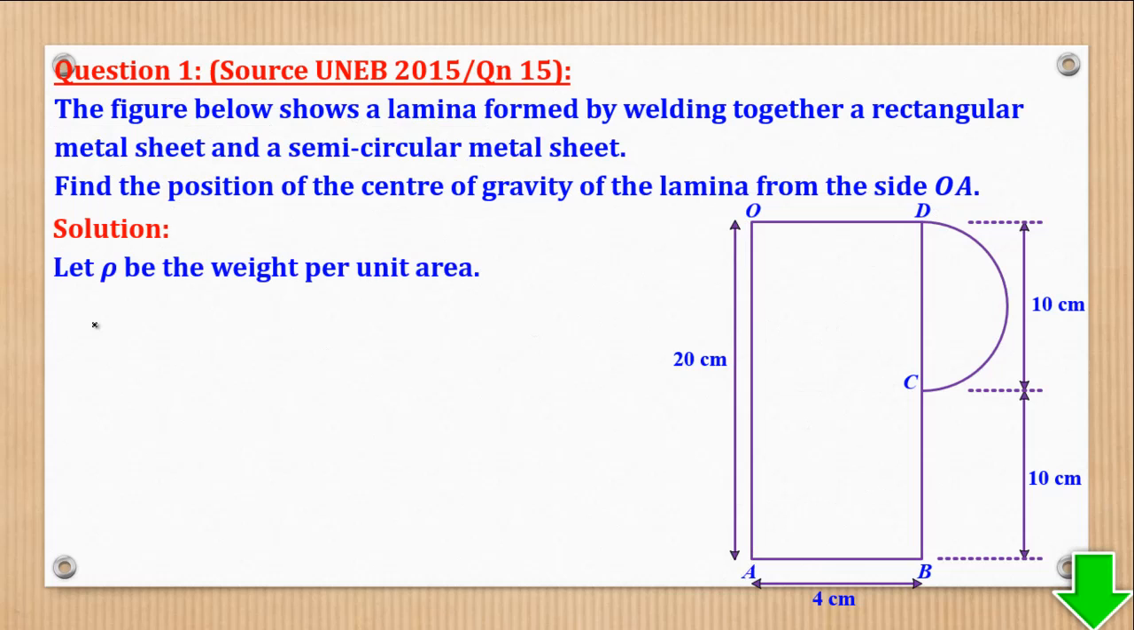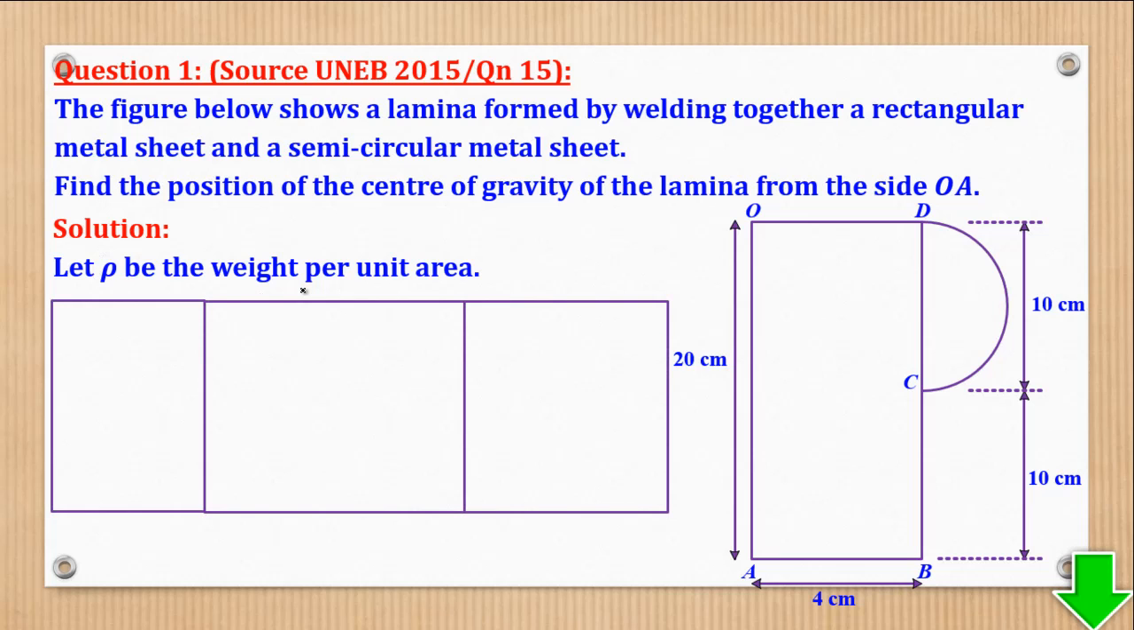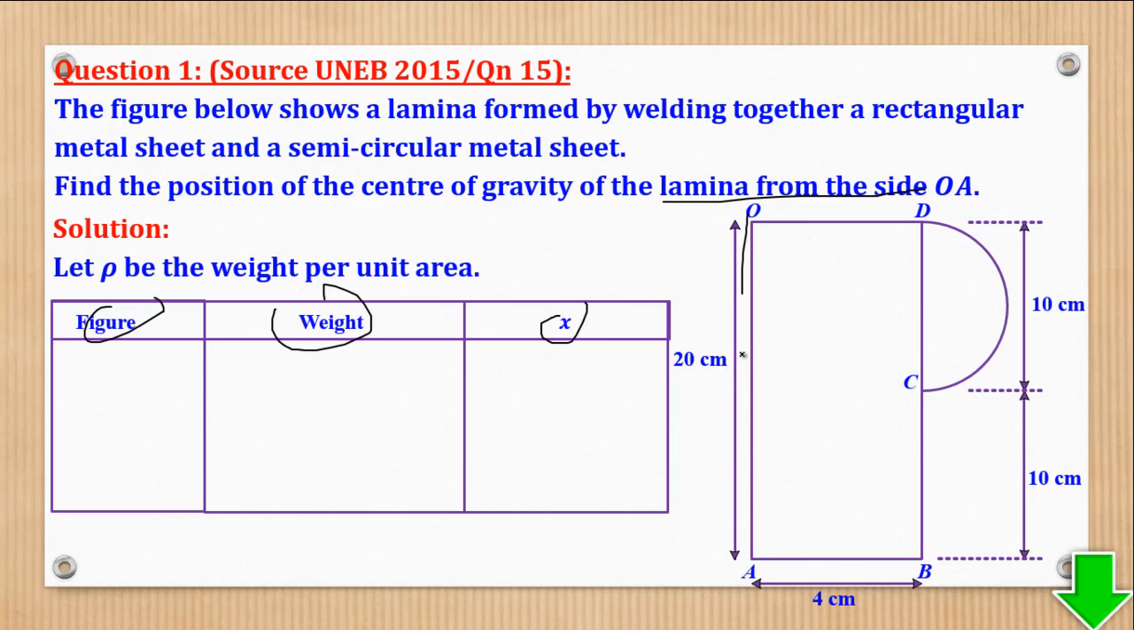You shall remember that for a lamina, it has uniform weight. So let rho be the weight per unit area. We shall tabulate. We shall always be tabulating, provided it's a composite lamina or composite solids. For centroids, that's when we integrate. So you put a column of figure, a column of weight, and a column of the x-coordinate. Why? Because they said distance of the center of gravity from side OA. OA is now the y-axis, so you're doing moments about the y-axis, meaning you'll be getting x values only.